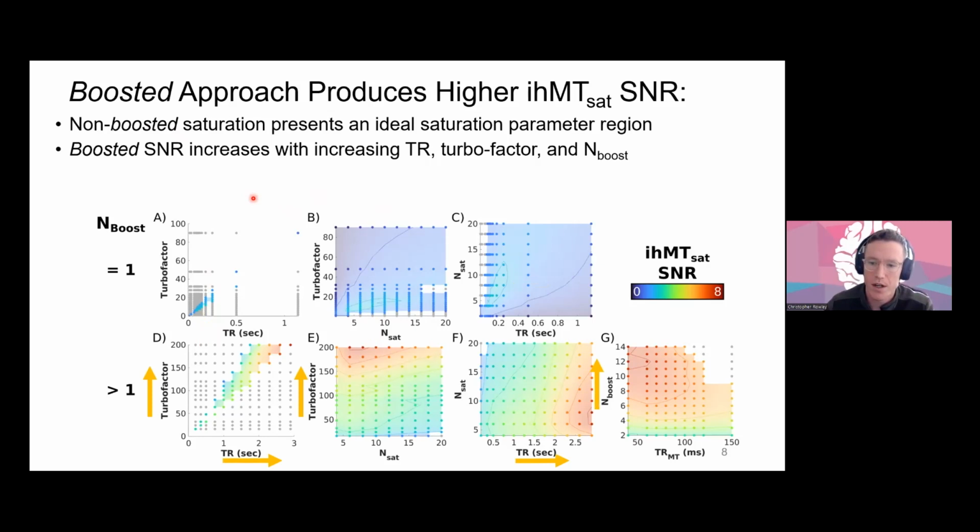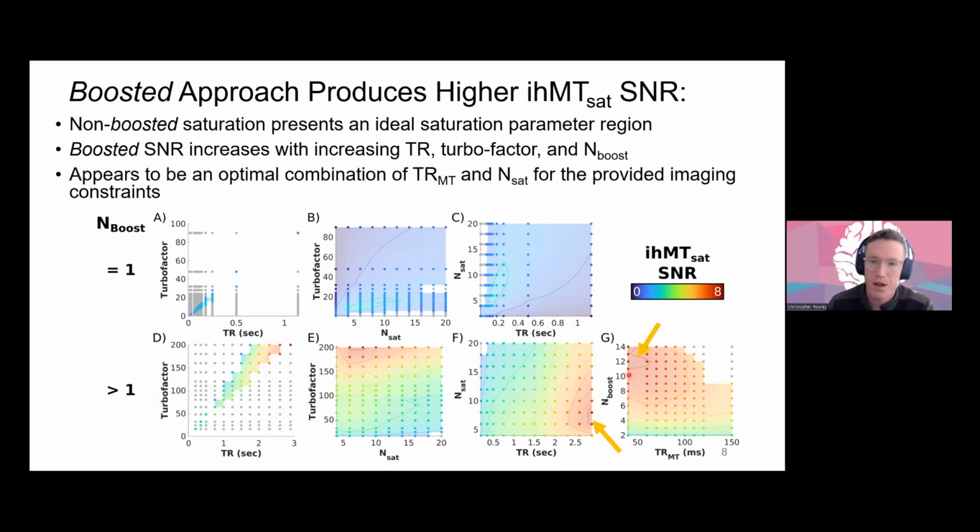The boosted SNR, again, increases with increasing turbo factor, TR, and the number of boost trains. And there appears to be an optimal combination with a lower number of saturation pulses of around 6 to 8 combined with the high boost factor.